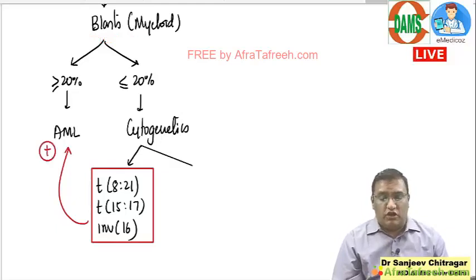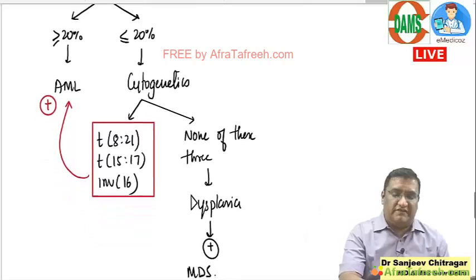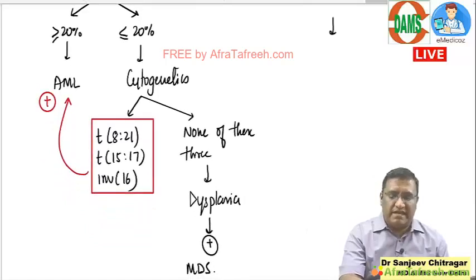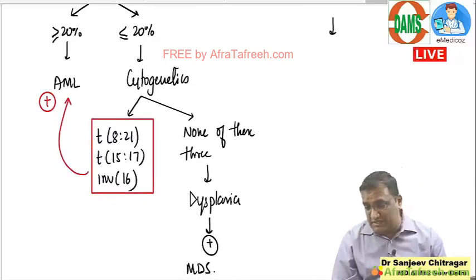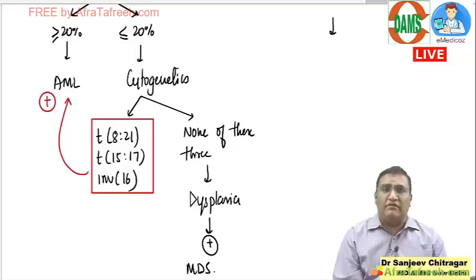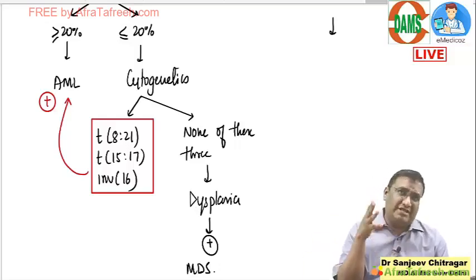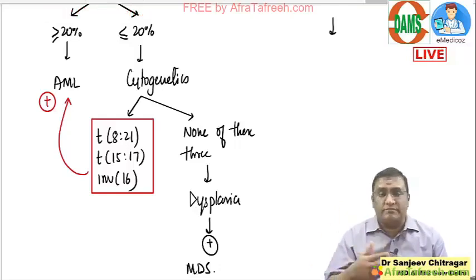So if any one of these genetics is not present, then look for dysplasia. If it is present, you suspect MDS, myelodysplastic syndrome. Blast crisis in CML or MPN will be diagnosed as AML and treated as AML only. We call it blast crisis, but treatment will be just like AML. It has progressed to AML basically.